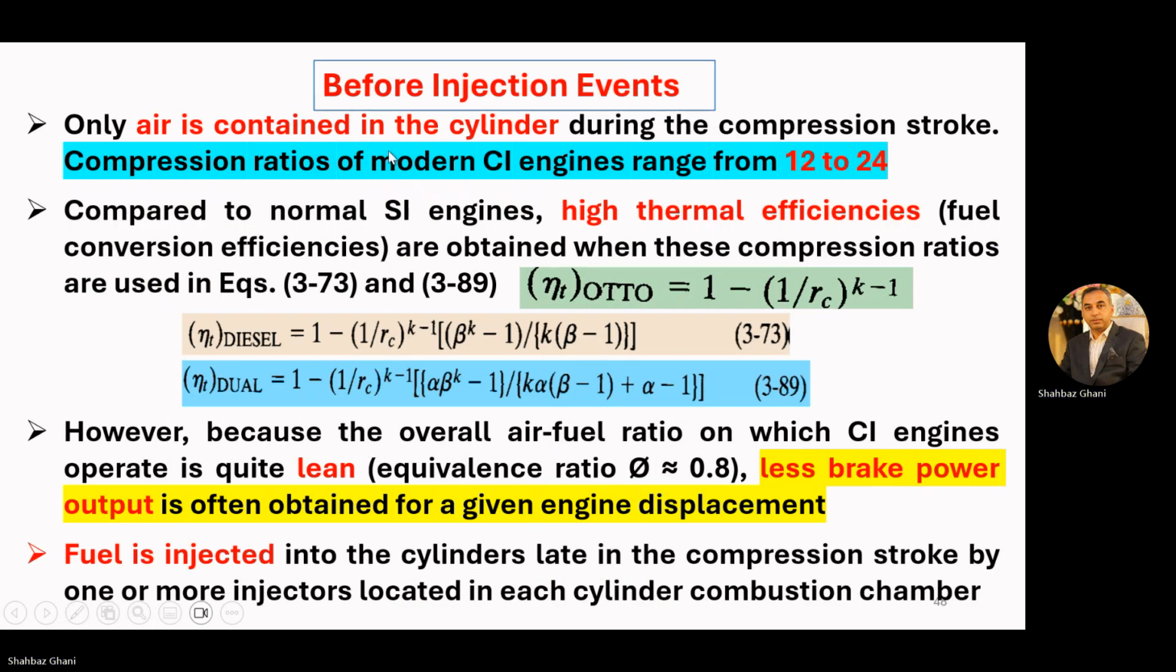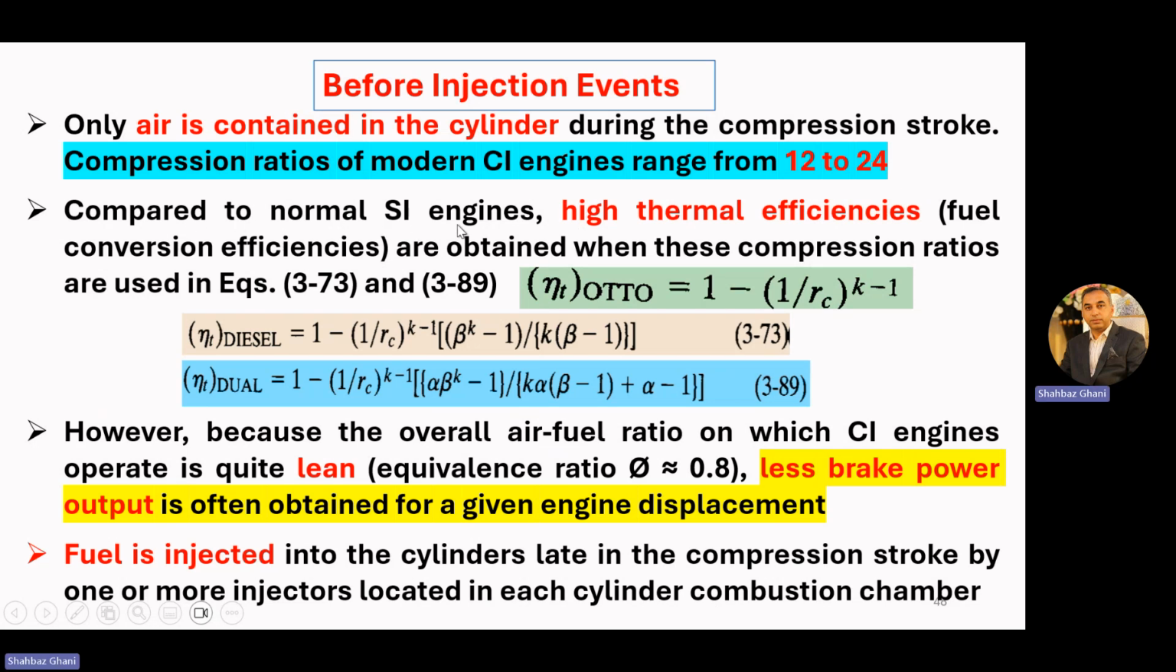Now, the events happening before the injection of the fuel. Only air is contained in the cylinder during the compression stroke. So there is no air-fuel mixture in CI engines; only air is contained in the cylinder and compressed in the compression stroke. Late at the end of the compression stroke, we inject fuel. The compression ratio of the modern CI engine ranges from 12 to 24.